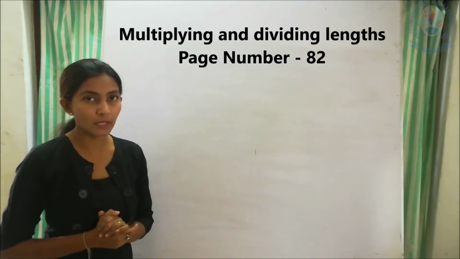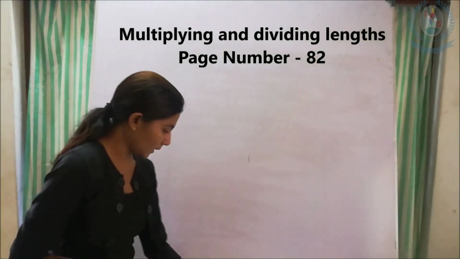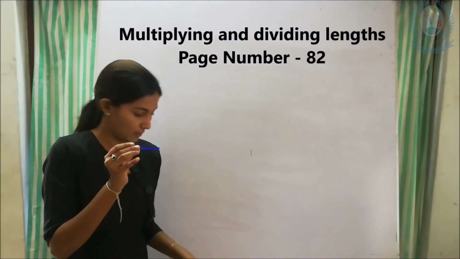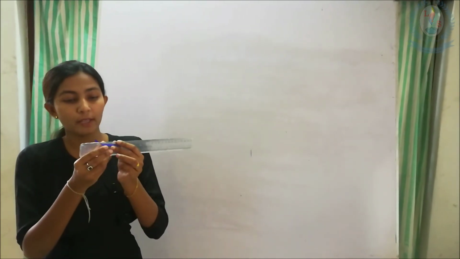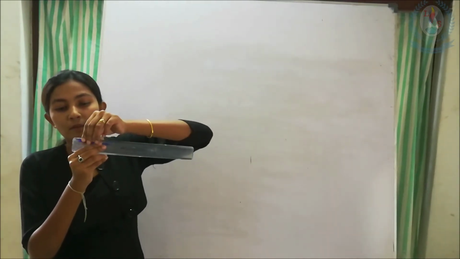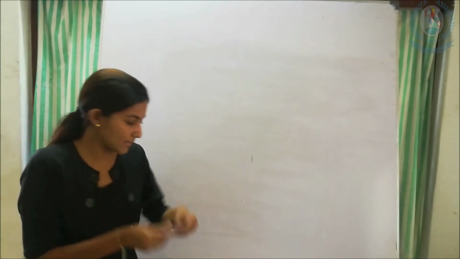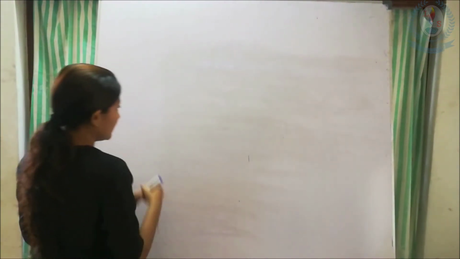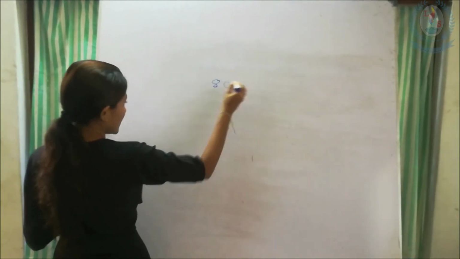Now we are going to learn multiplying and dividing of length. Okay, see, I have a ribbon. This ribbon, we will see the length of ribbon. Can you remember what we learnt? You take the ruler, keep it at the 0 mark and measure. Okay, it is 8 centimeters. My ribbon is 8 centimeters.